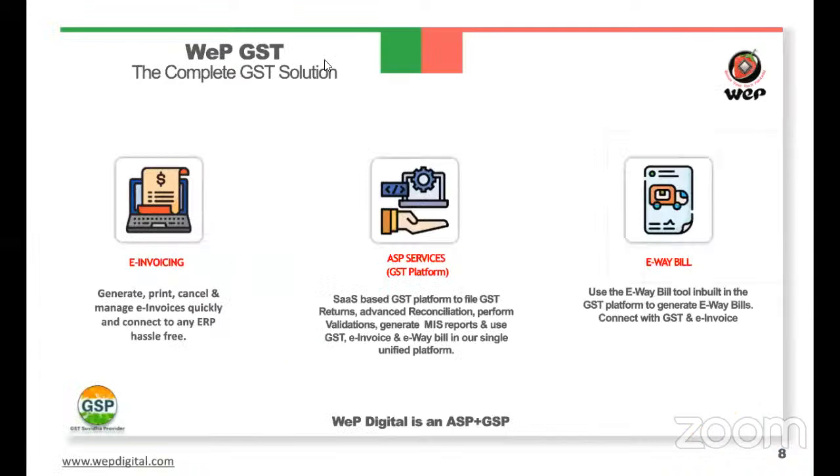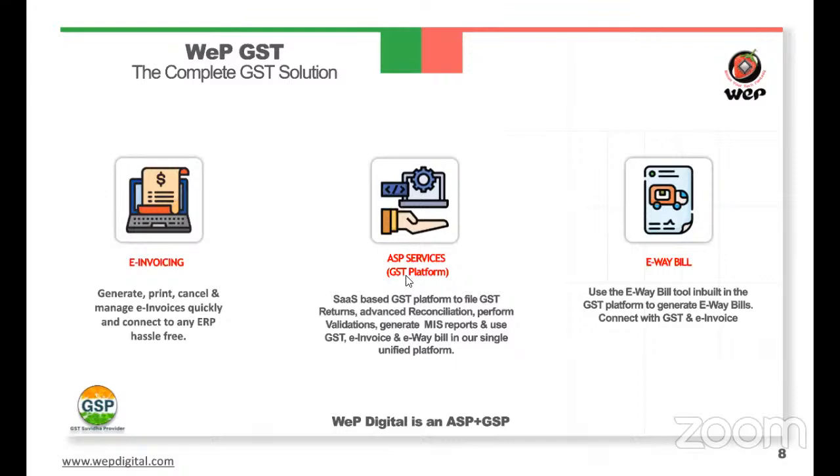So now coming to our web GST solution. I already told you, we have a complete GST solution. We have covered managed GST filing and e-invoicing, ASP services, EVA bill, everything you will get in a single platform only. So first, as you see, is e-invoicing. E-invoicing is related to B2B services. We can generate e-invoice, print e-invoice, cancel and manage e-invoices. And you can also integrate by using any ERP tool like Oracle, Dynamics by using our API integration.